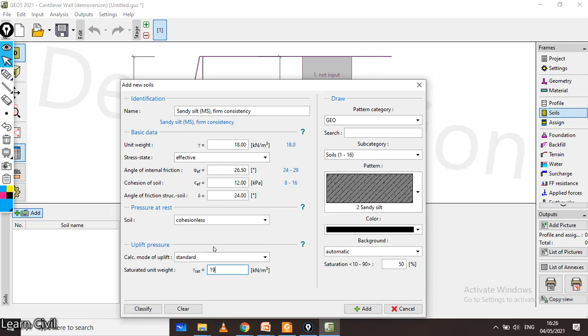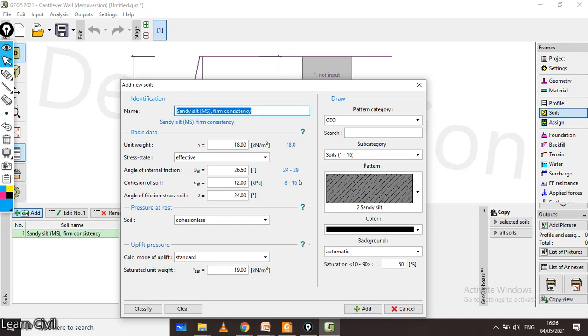Just click here and click on add. You can see here we have one option. Click here on add, just click here. You can see here one soil mass is generated, that is sandy silt.